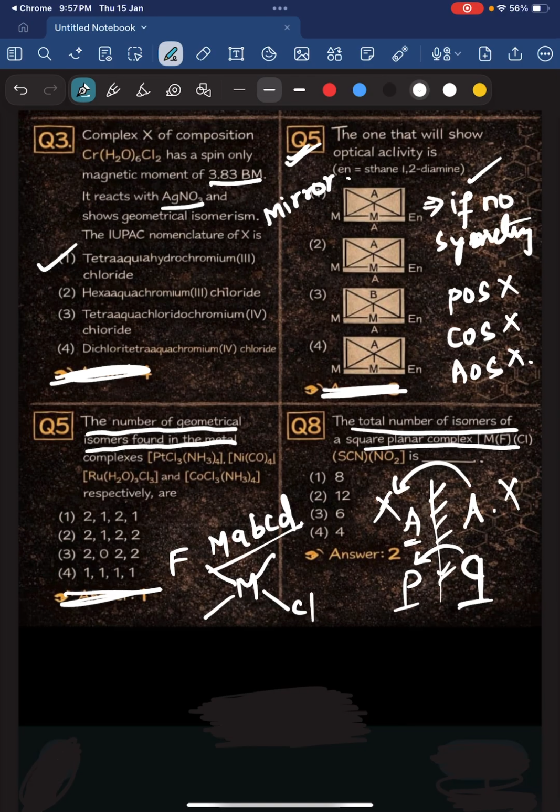You just keep one ligand constant and change the other ligands. So first I take fluorine. With respect to fluorine, how many times can I change the ligand which is opposite to fluorine? One is with Cl, one is with SCN, another one is with NO2. So we get 3 different ways we can represent by keeping one constant. So total how many possibilities? 4 ligands are there, 4 times 3 is 12. So the answer is 12 geometrical isomers are possible for the square planar complex.